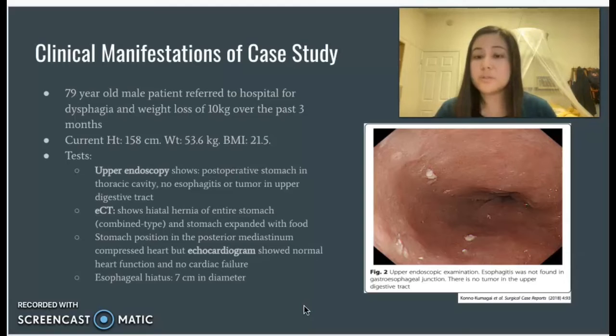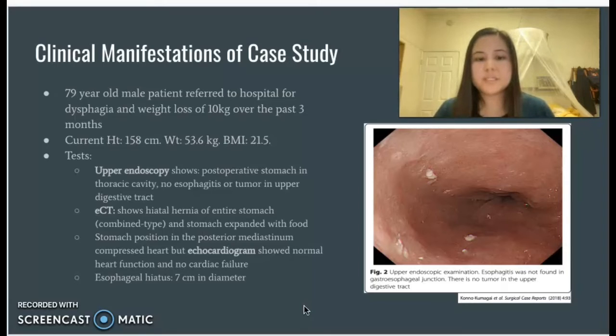It showed that the post-operative stomach is now in the thoracic cavity. The endoscopy also showed that there's no inflammation of the esophagus and there's no tumor in the upper digestive tract. An enhanced CT was also done. It shows that the hiatal hernia is of the entire stomach. It's a combined type. So a hiatal hernia of the entire stomach is a pretty rare circumstance for this particular condition. And the stomach was also seen to be expanded with food.